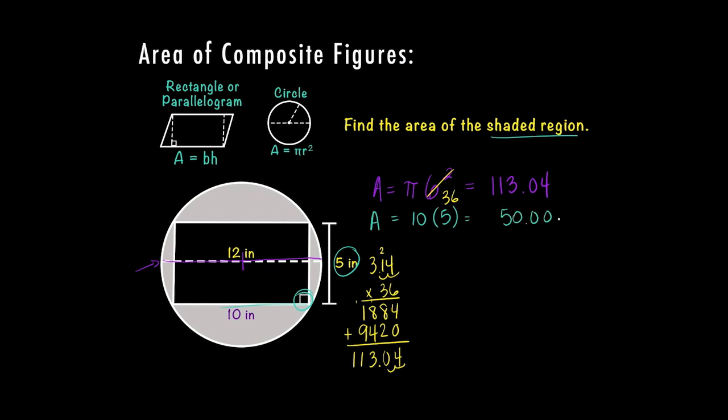So then my last step is just to take both of those numbers. So I have the area of the circle and the area of the rectangle, and I'm going to subtract, and the difference is going to be the shaded region. So when I subtract this, I get 63 400ths inches squared. So that is just the area of the shaded region.